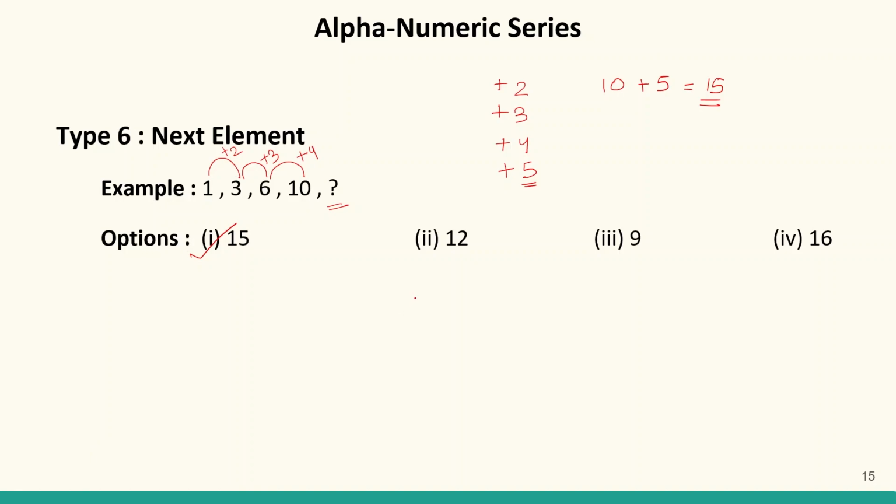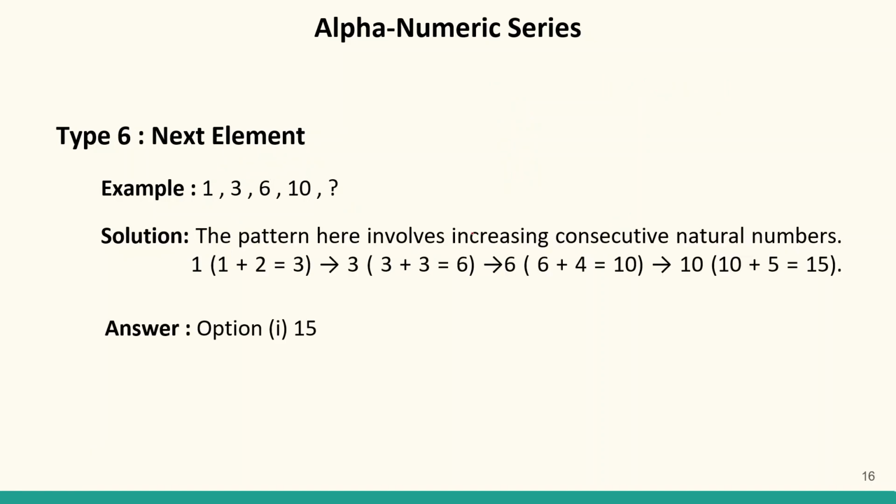Now let's follow the elimination approach. If we follow the elimination approach, we can say that the numbers are increasing. So if numbers are increasing, we can simply eliminate this. Then we have to find the answer between 4 of these. So this is the solution. You can check it out.